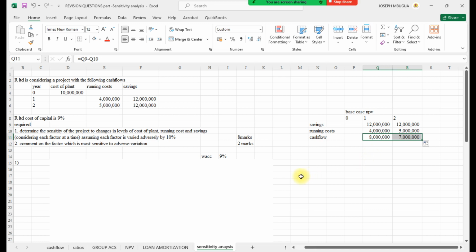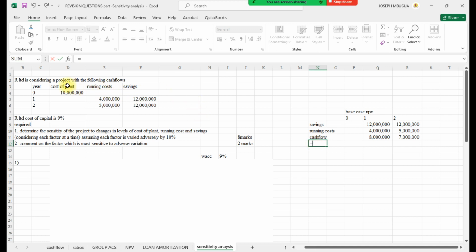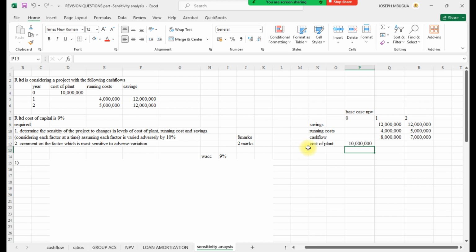Remember, the question did not have the tax, so you are not taxing. Just take the cash flows the way they are. The only thing that you have been given is the cost of capital, which was 9%, and we have our initial cost, that is the cost of plant. Remember, the cost of plant is in year 0, which was 10 million.